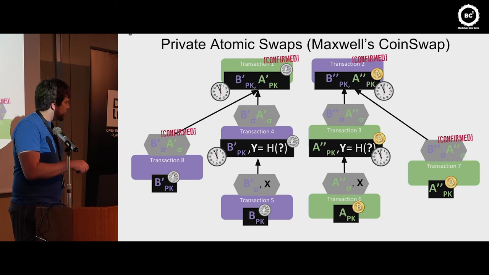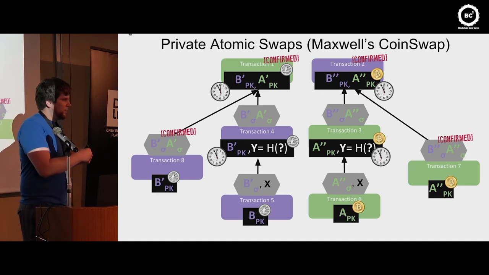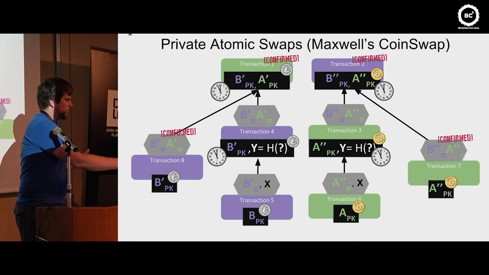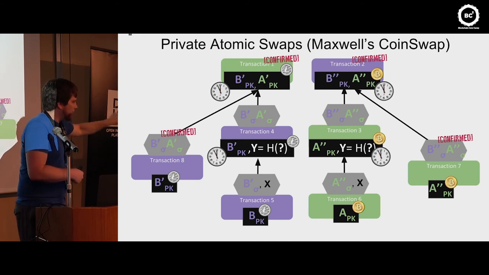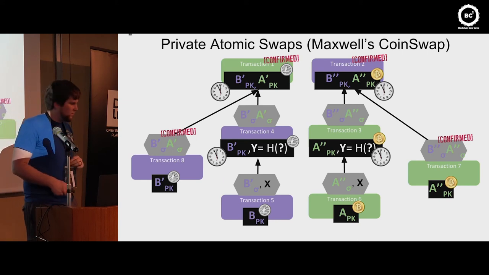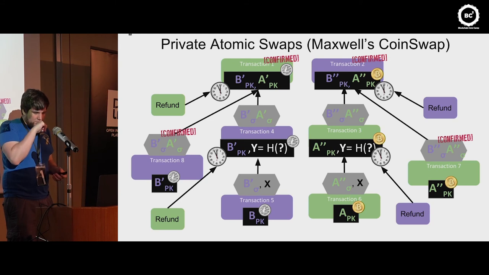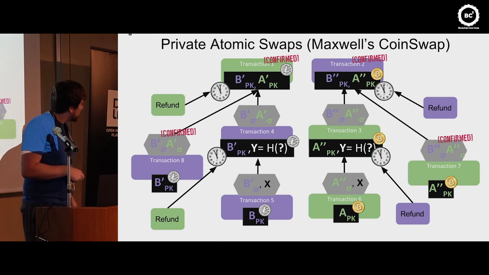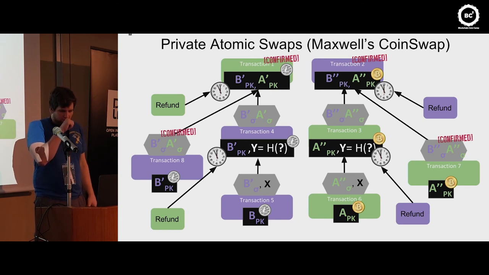So this protocol first achieves an atomic swap. And then prior to posting the values that would finish that atomic swap, the parties engage in signing transactions that provide them privacy. So it becomes a private atomic swap. And this requires four refund transactions.